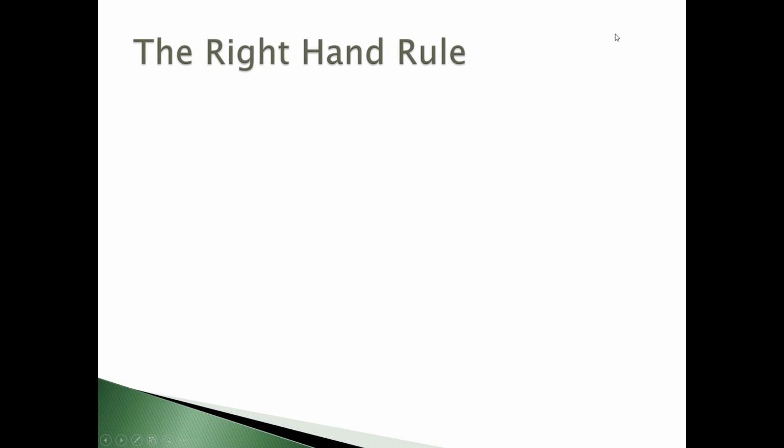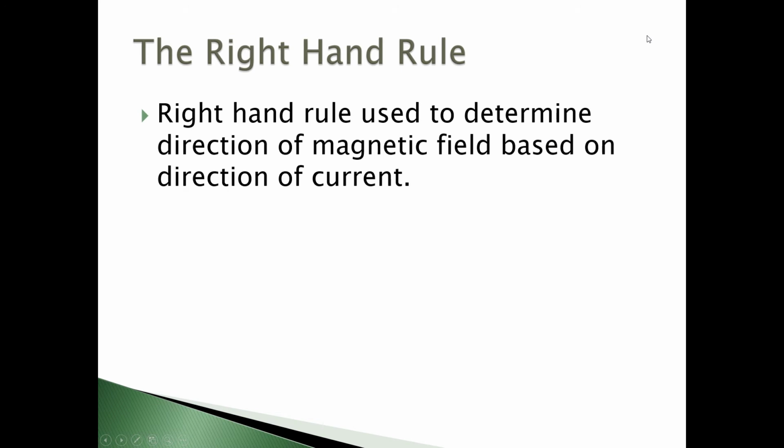Now, the direction of the magnetic field can be determined using a technique called the right-hand rule. The right-hand rule is used in a lot of things around magnetism and electricity and force. But there are a few different versions of it depending on the context of your problem, so you'll have to be mindful of what the problem is asking and apply the correct version of the right-hand rule to that problem. The right-hand rule is used to determine the direction of the magnetic field, based on the direction of the current.